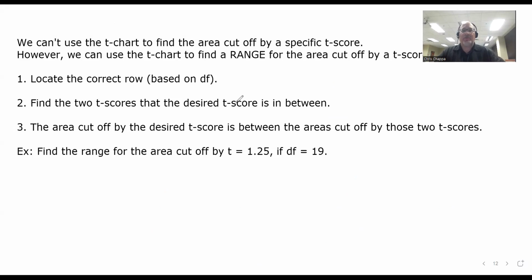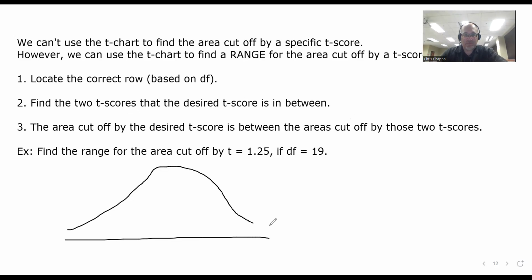First, we locate the correct row based on the degrees of freedom. Then we find the two t-scores that the desired t-score is between, because what you're looking for probably isn't there, but good chances it's between two of the numbers that are in there. The area cut off by the desired t-score is between the areas cut off by those two t-scores. For example, find the range for the area cut off by t equals 1.25 if degrees of freedom equals 19. If I draw this picture, here's 0, here's t equals 1.25.